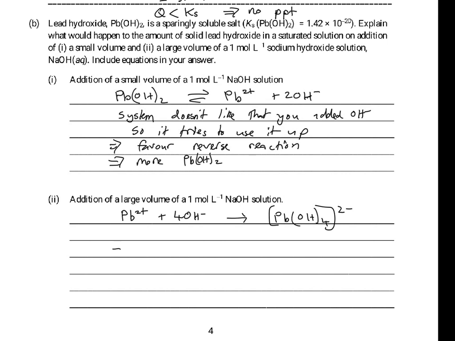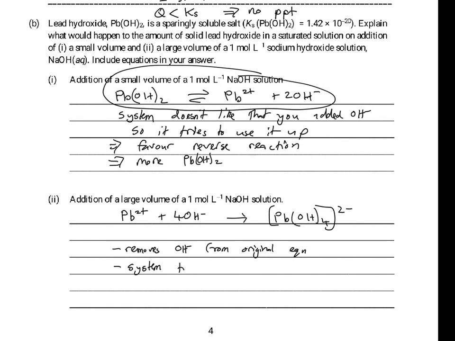And what this does is it removes hydroxide from the original equation, i.e. from this equation way up here. The system doesn't like that you're removing it, so the system tries to replace the lost hydroxide, and the only way it can do that is by favouring the forward reaction. Therefore, more lead hydroxide dissolves.